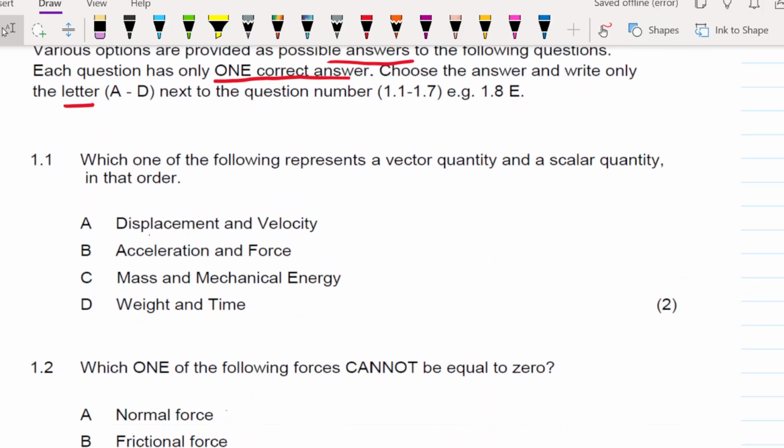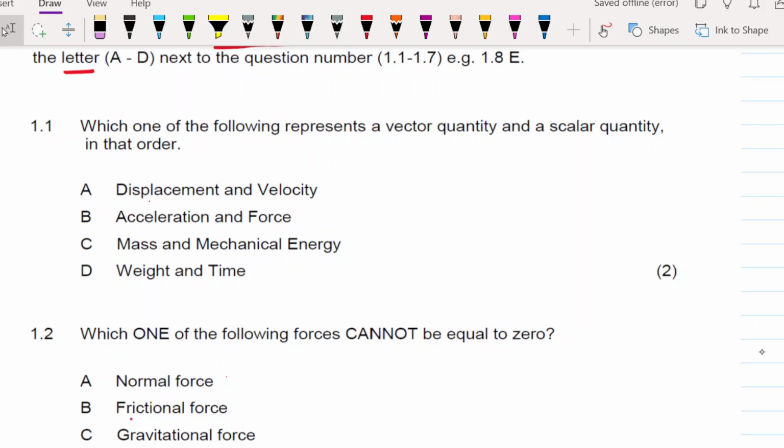For 1.1, the question says, which one of the following represents a vector quantity and a scalar quantity? So we want a quantity that is a vector and a quantity that is a scalar. Now, before we go to the options, what is a vector? A vector is a quantity that has magnitude and direction. A scalar is a quantity that has magnitude only, or a size only. So let's look now at the options.